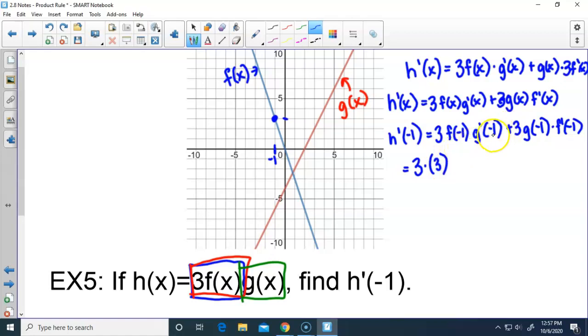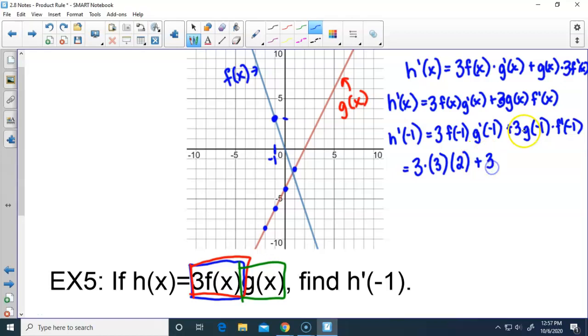Then we want g prime of negative 1. Remember, this is not g of negative 1, but the slope of g at negative 1. This is a straight line, so it's going to have the same slope at all points on the line. It looks like that slope is up 2 to the right 1. So we have a slope of 2 for our g prime of negative 1.